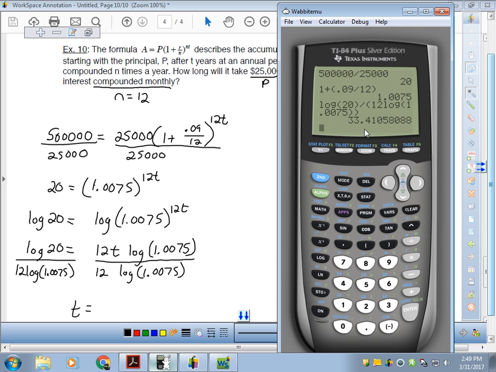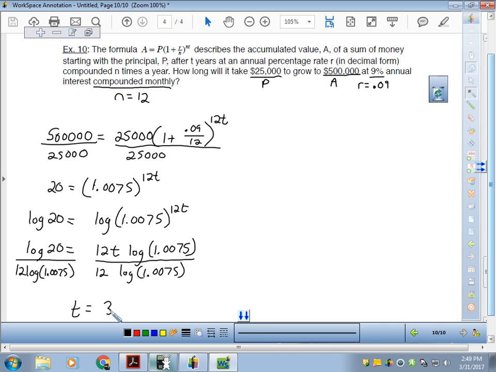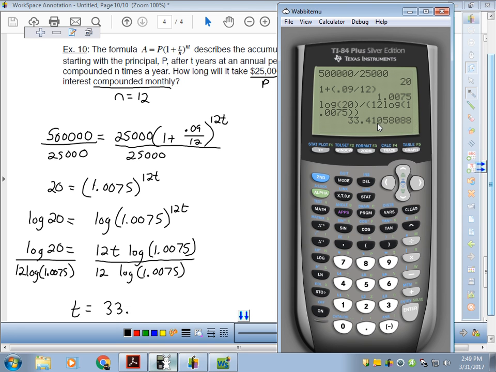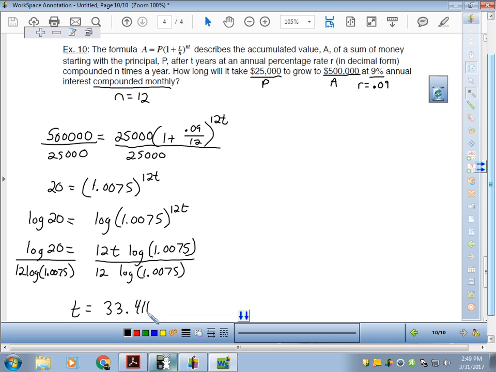And so there's my answer, 33.411. They told us here the time t is measured in years, so that would be my unit on this problem. So it takes approximately 33.411 years for the $25,000 to grow to $500,000.